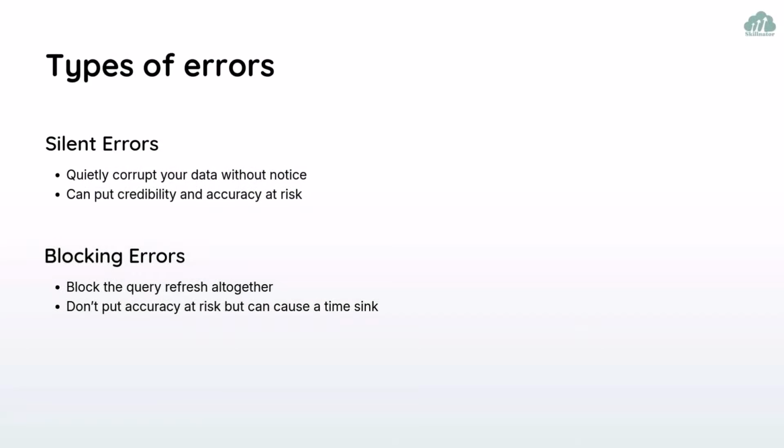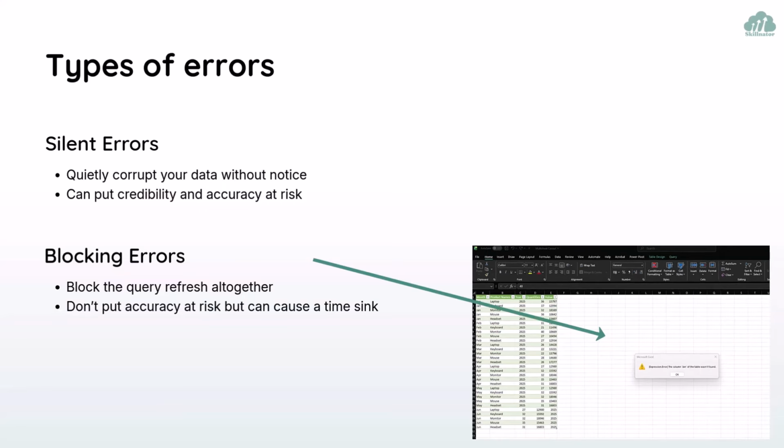Blocking errors are the ones that completely stop your query from refreshing. In our second example, the change type step broke because it could not find a column called Jan, so the whole refresh came to a stop. The good thing is blocking errors don't silently mess up your numbers, they make themselves obvious. But if they keep happening and we don't add any guardrails, they can become a real time sink.